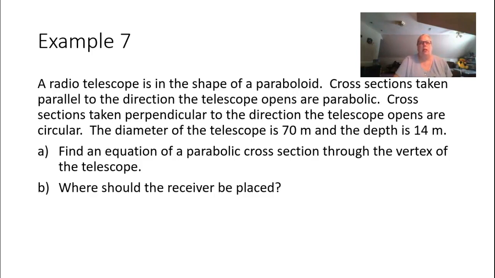Example 7. A radio telescope is in the shape of a paraboloid. Cross sections taken parallel to the direction the telescope opens are parabolic. Cross sections taken perpendicular to the direction the telescope opens are circular. The diameter of the telescope is 70 meters and the depth is 14 meters. Part A, find an equation of a parabolic cross-section through the vertex of the telescope. Part B, where should the receiver be placed?